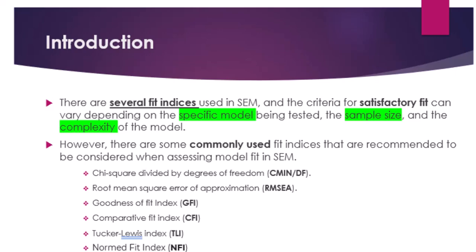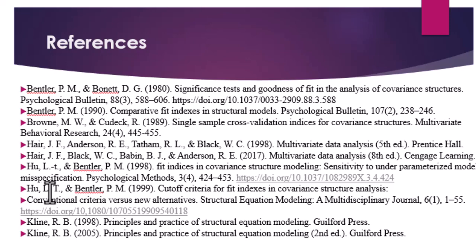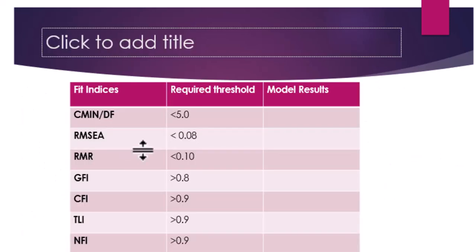And also we said that there are different thresholds for each of these fit indices. For instance, the RMSEA should be less than 0.08. GFI should be greater than 0.9. CFI should be greater than 0.9. TLI should be greater than 0.9. So in our previous video, we looked at the various fit indices and their thresholds.